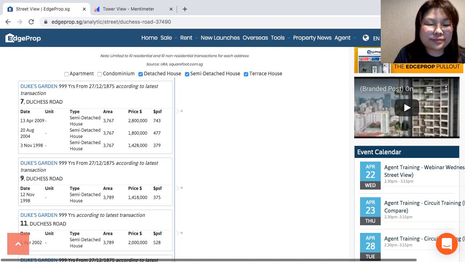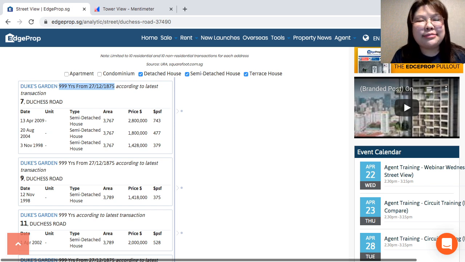Okay, next thing you can see is the tenure for this particular unit. Basically we take our tenure based on the latest transaction for the unit, unless there were any further changes to the tenure after that. If there were no further transactions, this should be quite accurate. Why is the tenure important?